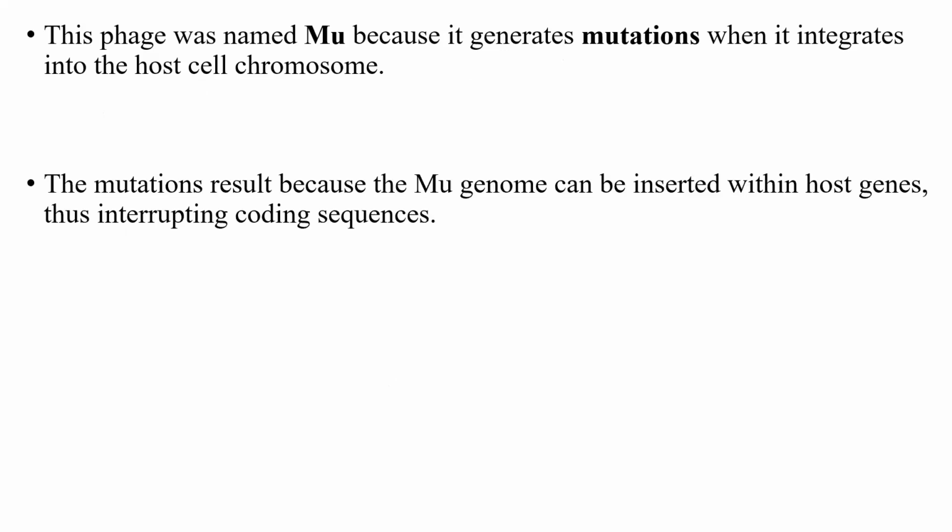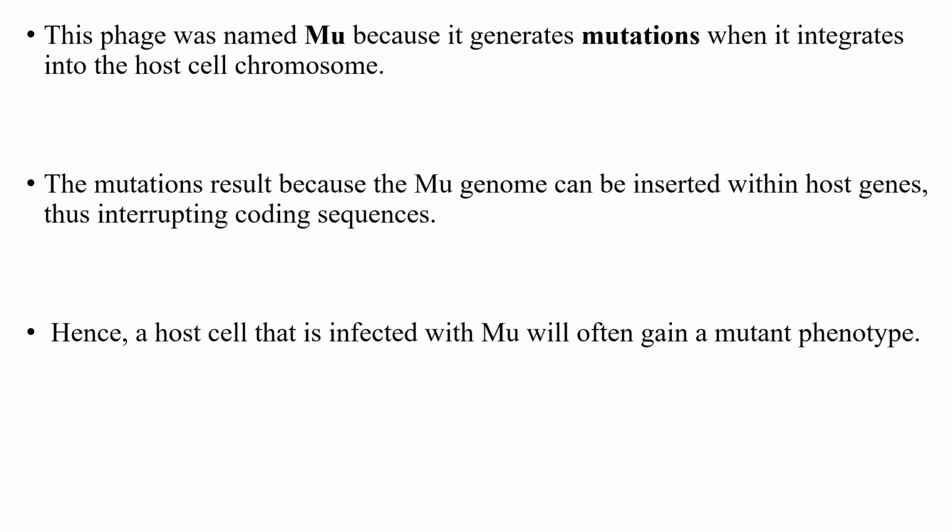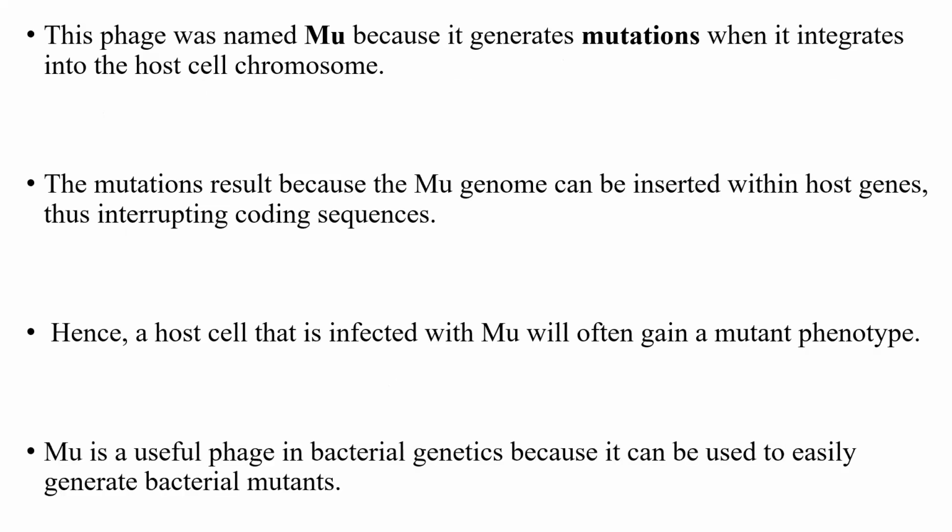The mutations result because the mu genome can be inserted within the host genes, interrupting the genes or coding sequences. Hence, a host cell that is infected with mu will often gain a mutant phenotype, and mu is a very useful phage in bacterial genetics because it can be used to generate bacterial mutants. It's used as a biological mutagen.